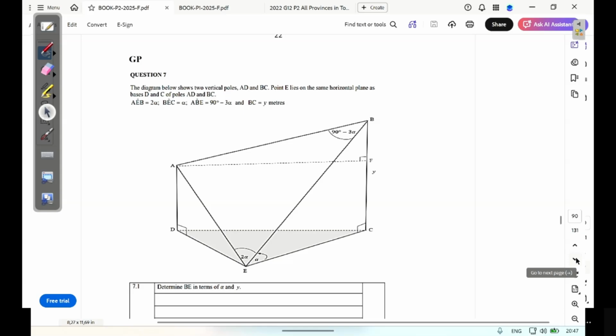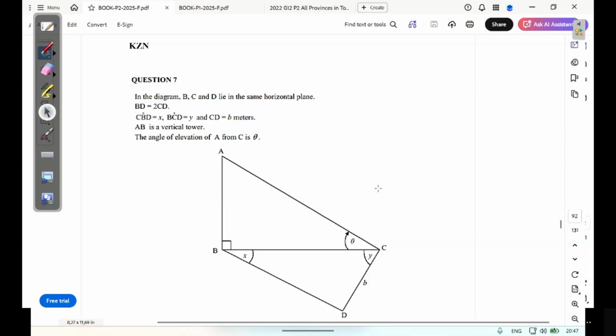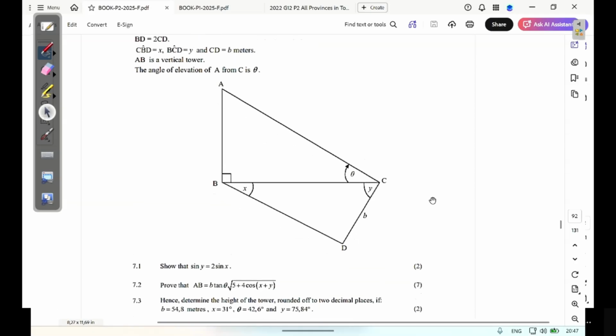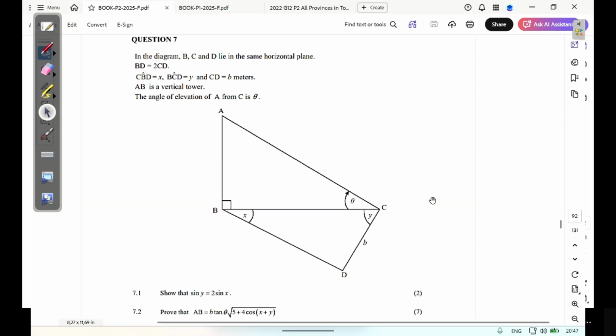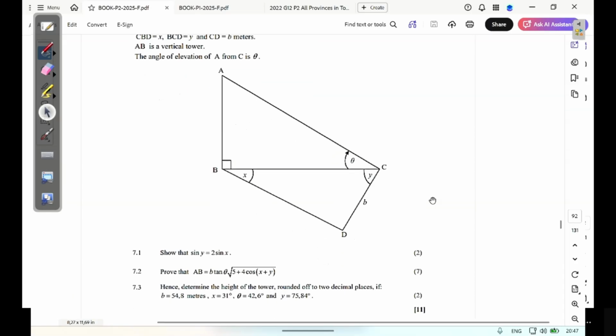I can do this, but I don't want to do it because grade 11s are going to be lost now. Grade 11s don't know much about this thing called, what do you call it? Double angle and compound angles. I see a double angle there, so that's why I'm going to kind of shy away from it. Okay, let's do this one.